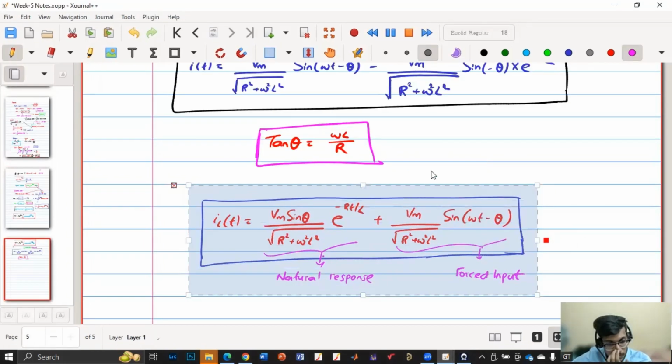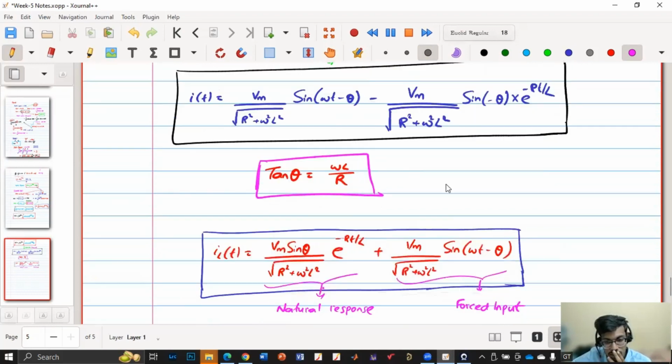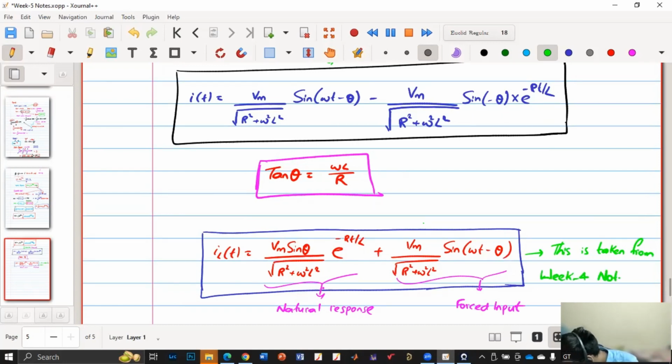Okay, so if you notice these two, they are just the same here. Sine of minus theta is minus sine theta, minus will become plus, and they are the same. I'll write B, in case someone has missed it, this is taken from week 4 notes. So if we notice clearly, these two are the same. So we have just validated that the convolution theorem is working fine.